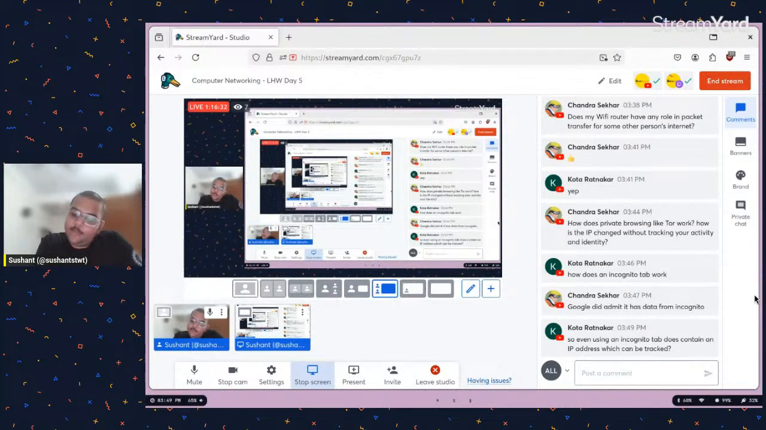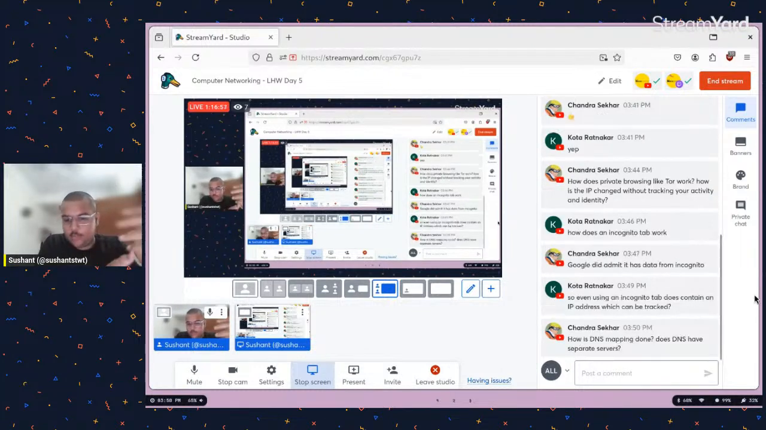So even using an incognito tab does contain an IP address which can be tracked? Yeah, of course. It always contains an IP address. There can never be a case where you don't have an IP address. You need to have an IP address. Even an incognito tab will have an IP address. It will try to put some protection, of course. That's the whole point of incognito, but you will never be safe.